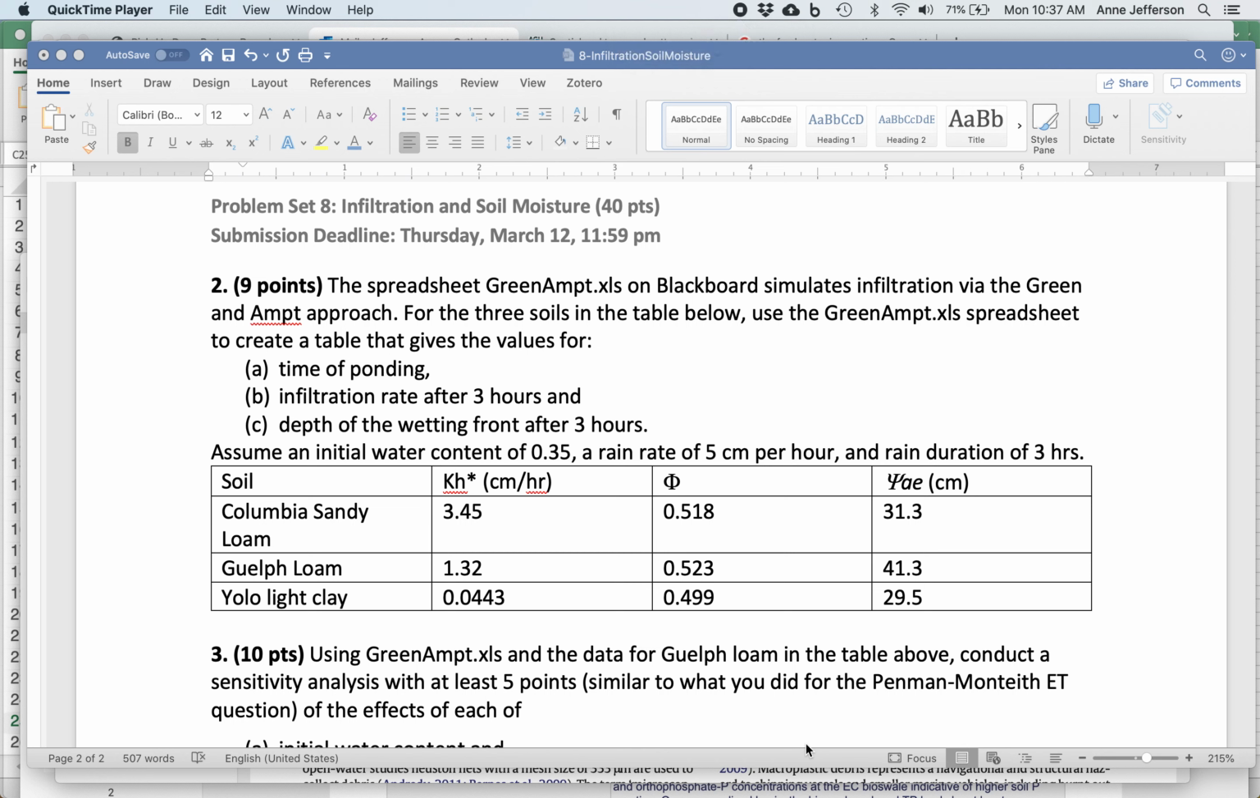About the Green-Ampt equation that you'll be using for this week's problem set. This is a really important equation for understanding how moisture infiltrates into soils. And we'll be going over and deriving the equation in class this week, but you don't need to see the full derivation in order to start to get a hands-on understanding of how the equation works, how different soil properties or rainfall characteristics influence infiltration rates.